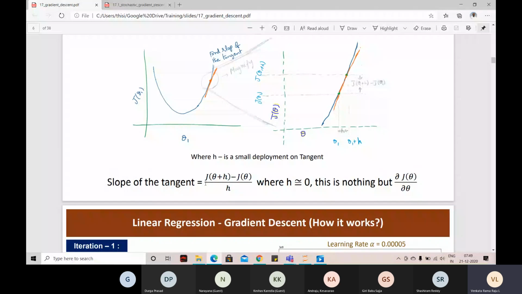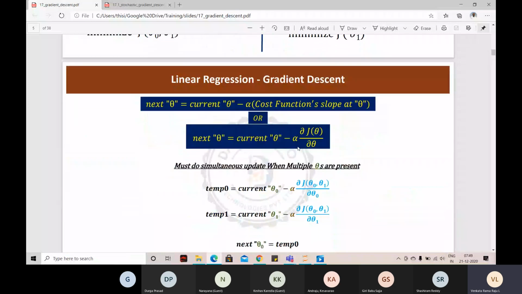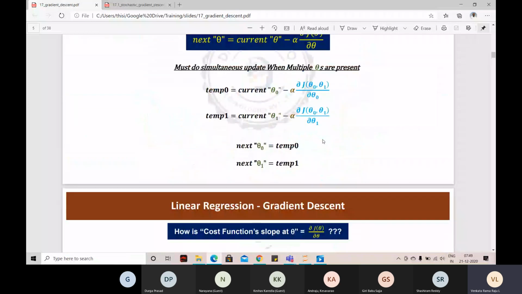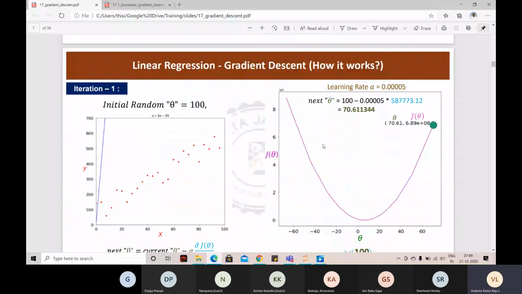Derivative of any function with respect to whatever. Now, the limit as h tends to 0 of f of x plus h minus f of x, divided by h, is nothing but the derivative of the function f with respect to x. The same thing happened here. That's where we took current theta minus alpha into the derivative of the cost function with respect to theta. Okay, you got it, right? You guys got that also.